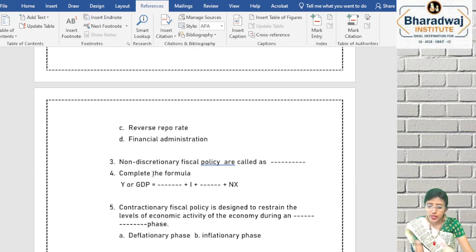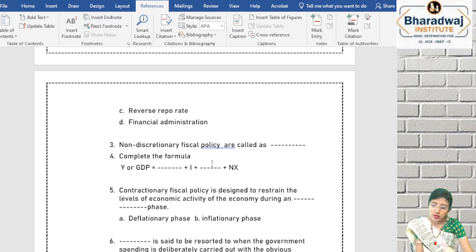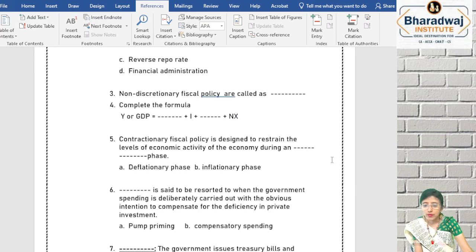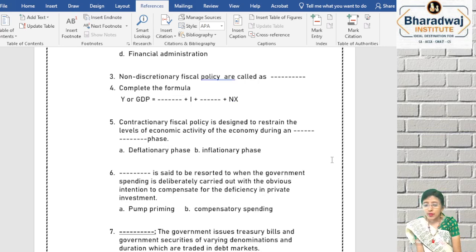Then, non-discretionary fiscal policy are called as dash, you have to fill it up. Complete the formula. Two blanks are there, you have to fill up the formula. Contractionary fiscal policy, when are they used? Deflationary or inflationary phase. Now, two types of government expenditure is there. You have to say whether the example is about pump priming or compensatory spending. Generally, it is easy to find out. They will somehow have the clue word.